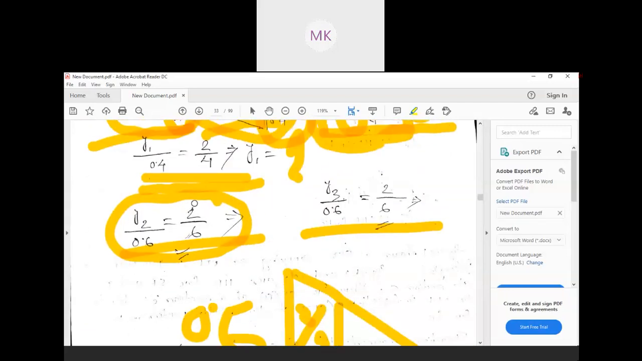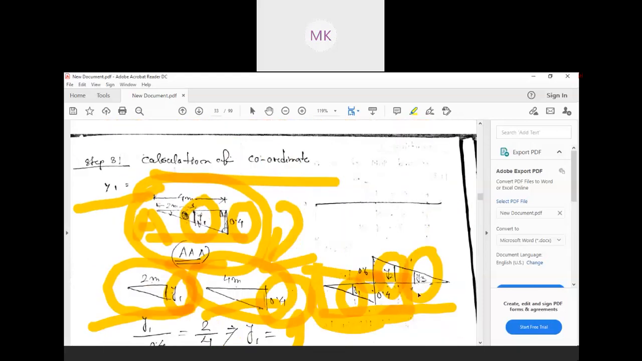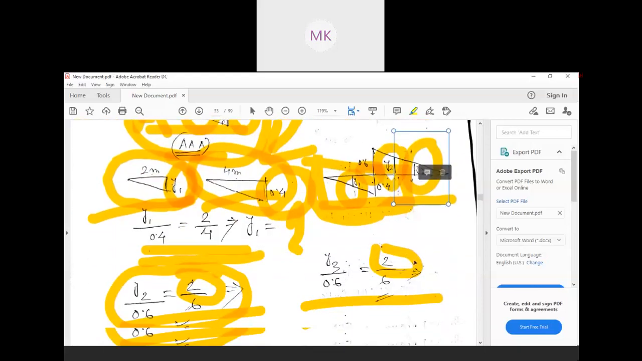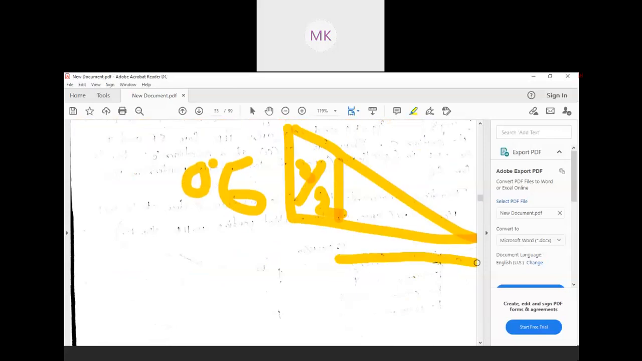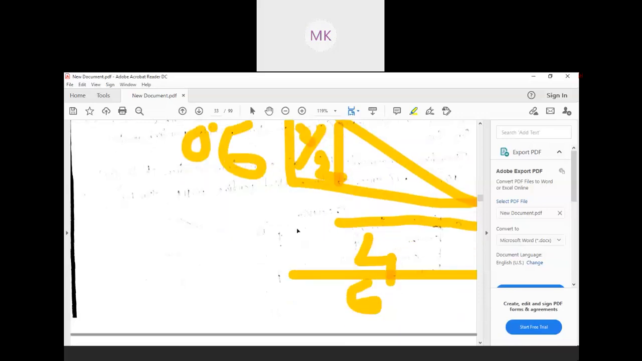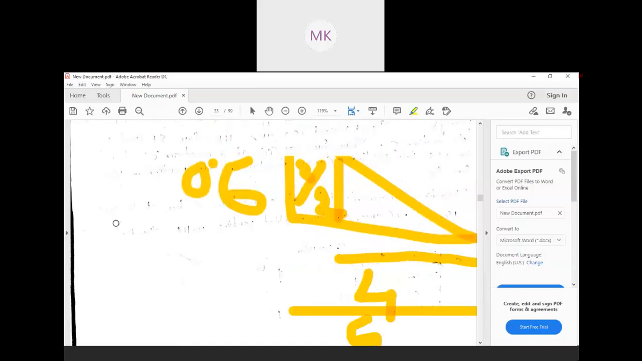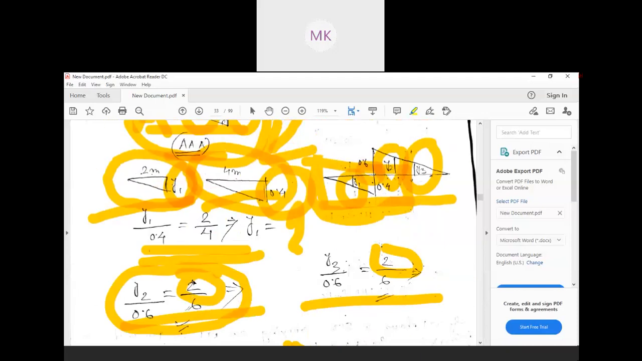I think there is a mistake. This should be 4, not 2. Y2 is at a distance of 4, and this distance is 6. So y2 by 0.6 is equal to 4 by 6. So this must be 4. And here it's fine: y3 is equal to 2 by 6.